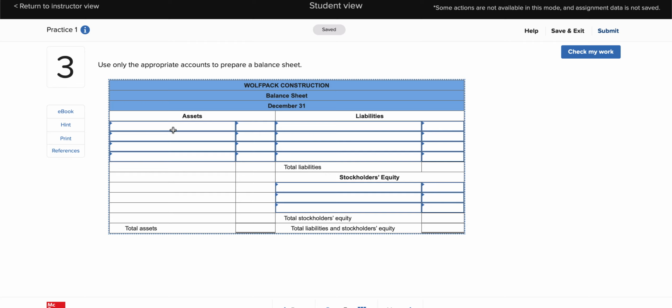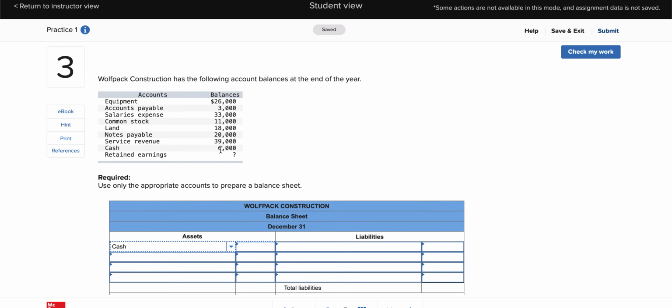So, where the assets are concerned, we tend to list them in what we call order of liquidity. How quickly are they turned to cash? So, our first asset listed is always going to be cash because it is the most liquid. Our cash amount in this case is $6,000. Then we go and look through this list. One of the other really liquid assets tends to be accounts receivable. However, I don't see any here.